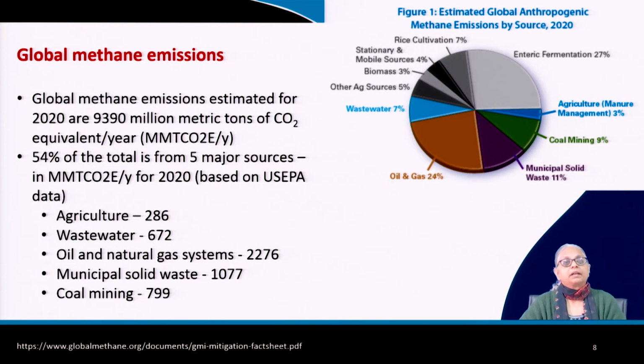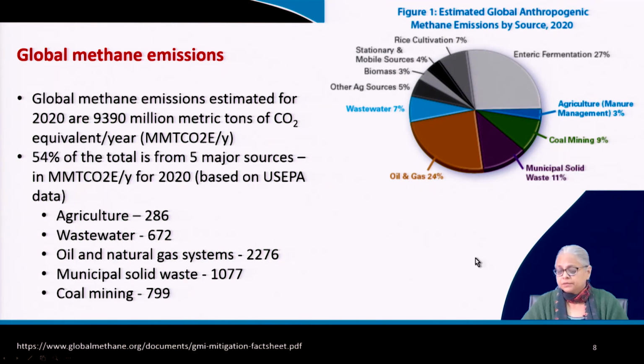Let's also take a look at something that has become a major topic today, and that is global methane emissions. The global methane emissions estimated for 2020 was 9,390 million metric tons in terms of carbon dioxide equivalents per year. This is the shortened form MMT CO2e. This is the general parameter that's used for quantifying and comparing methane emissions from different sources.